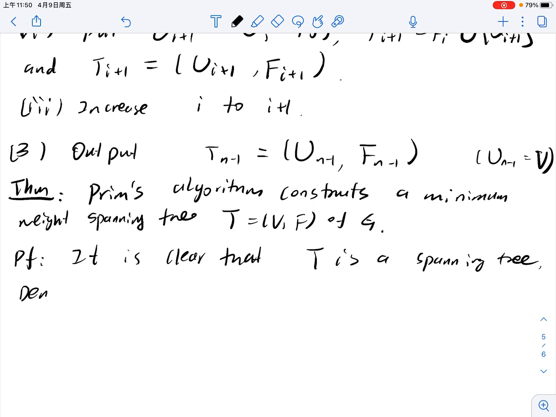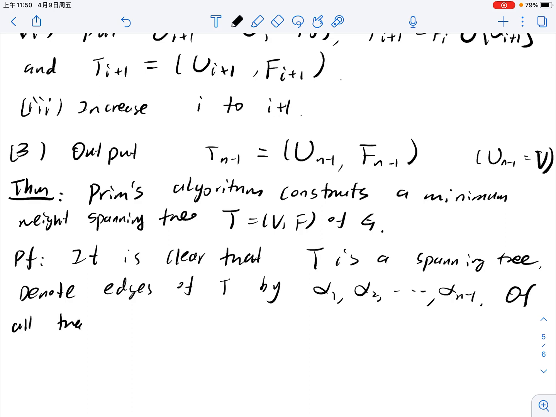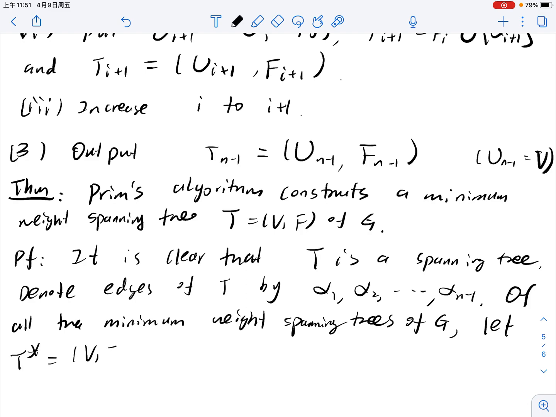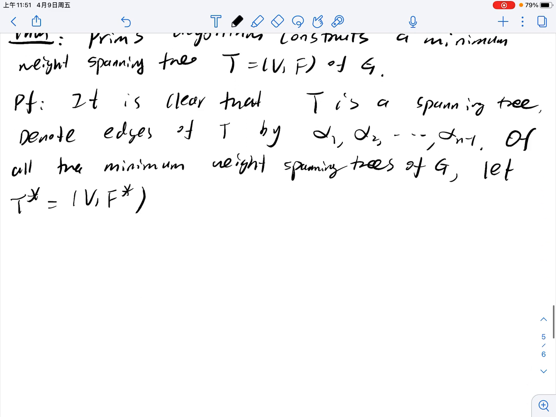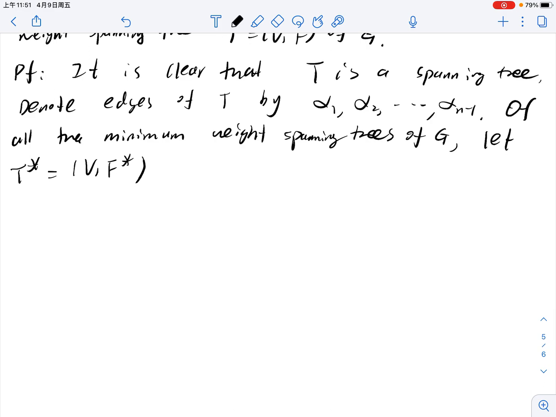And denote the edges of T by alpha_1, alpha_2, all the way to alpha_(n-1). And then among all the minimal weight spanning trees, let T*, we still use the extremal method, find a certain minimal weight spanning tree with extremal properties, and then derive the contradiction.